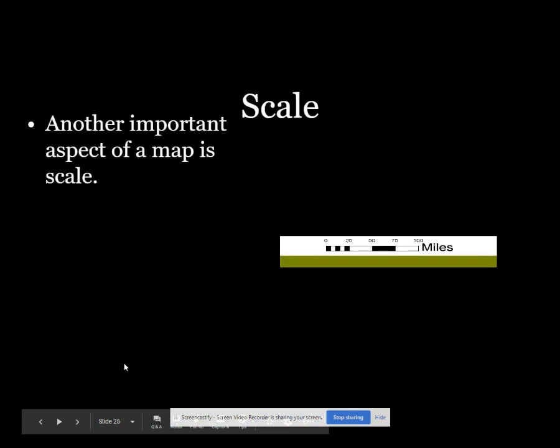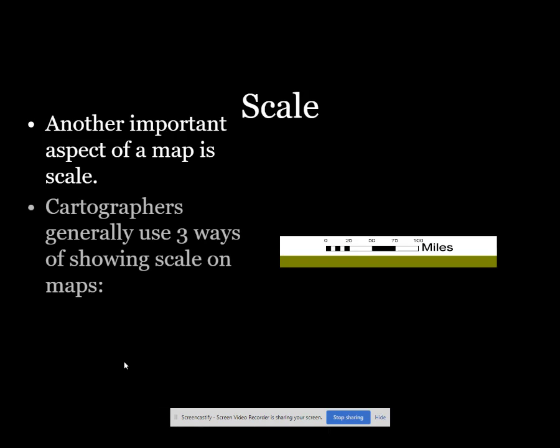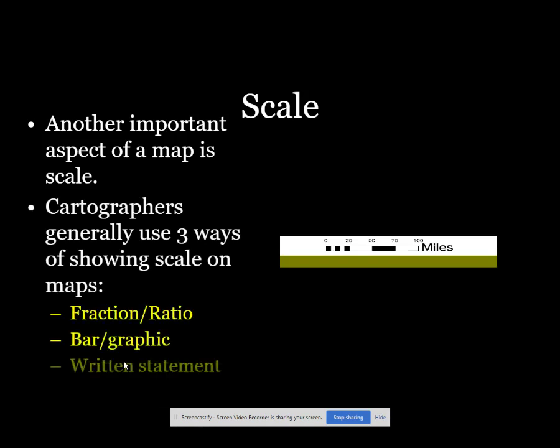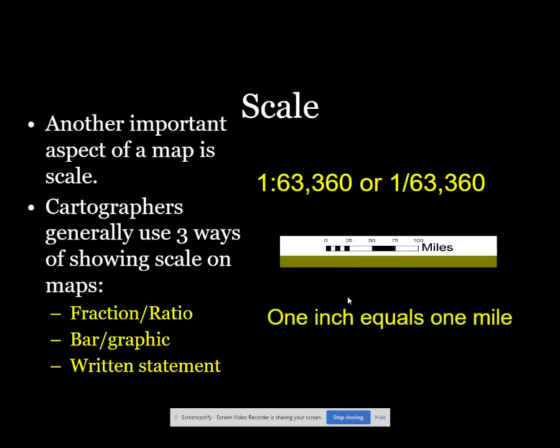Now, onto your next graphic organizer, we're going to record 3 methods of scale. They are fraction and ratio, a bar scale, or a written statement. Those are your 3 methods, and your examples are over here on the right-hand side. There's your fraction example, your bar or graphic example, and then the written statement: 1 inch equals 1 mile. It could be 1 centimeter equals 100 miles, depending on the map. These are the 3 examples you'll want to write across from the method.